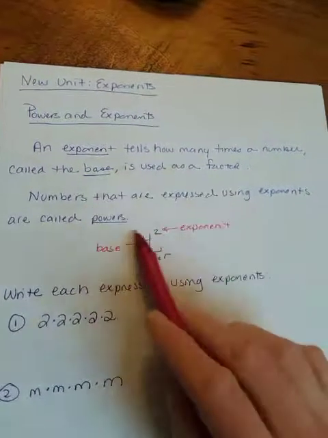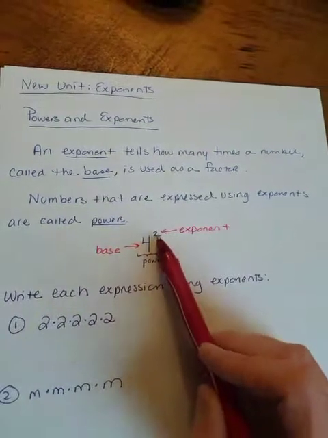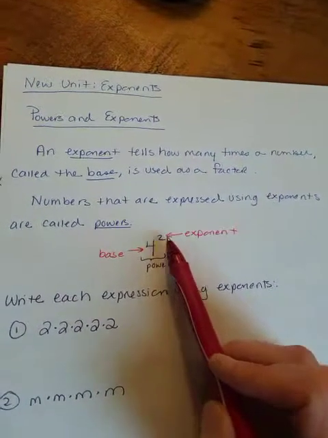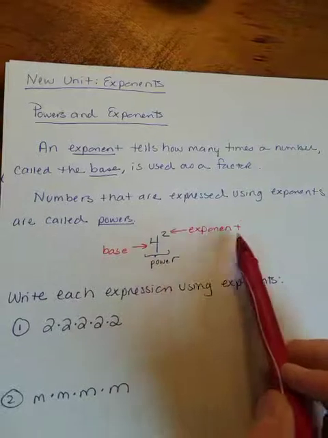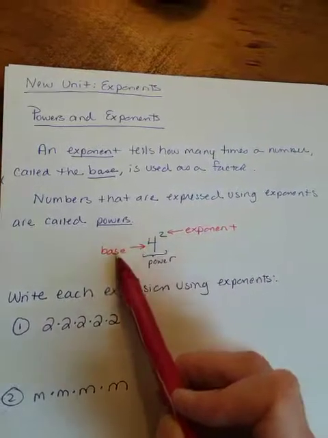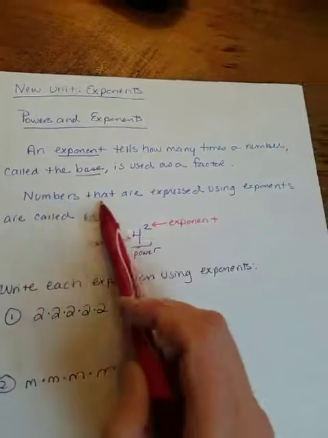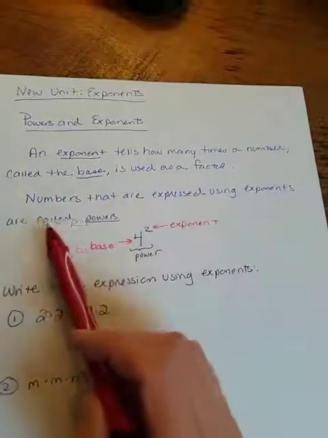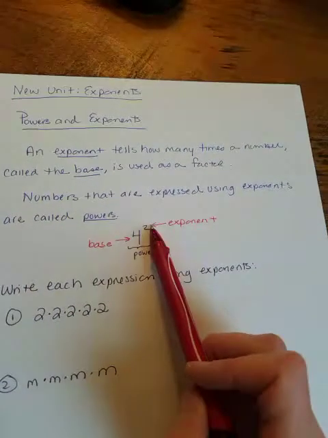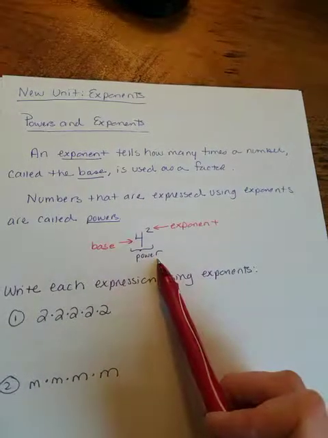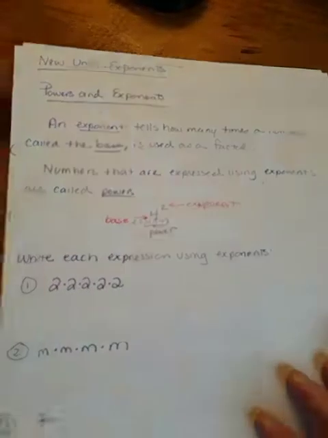So jumping down here for a minute, if I wrote 4 to the power of 2, also said as 4 squared, the 2 is the exponent and 4 is the base. So there's an example of those words. Numbers that are expressed using exponents are called powers. So the actual whole 4 squared is called the power.